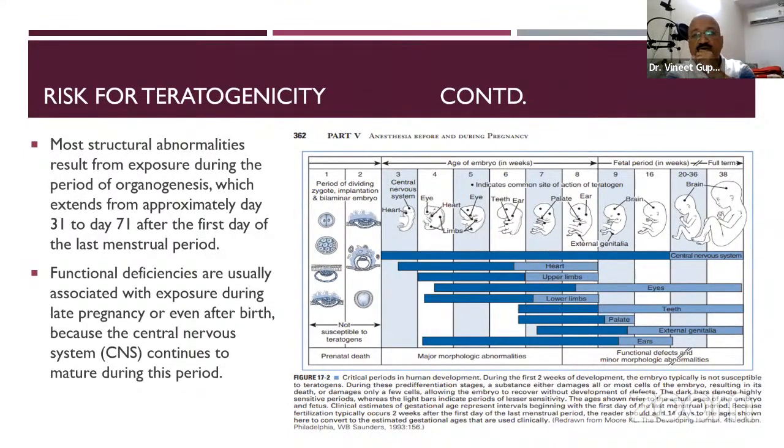Then from the third to the eighth week, we can see the central nervous system and heart in the third week, fourth week, eye, heart, and limbs, and then fifth week, eye, sixth, teeth and ear, then palate, then ear. We can see the dark bars followed by the light bars in the same area. The dark bar is higher susceptibility and the light bars are lower susceptibility.